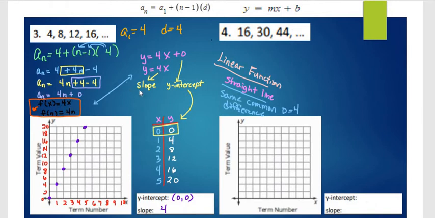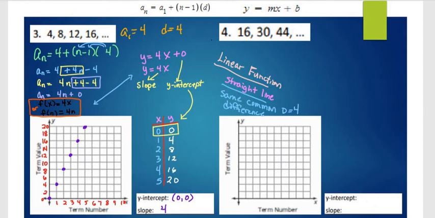This is the same thing as saying y equals 4x. We do not have to write the 0 at the end, but the y-intercept is at (0, 0). This is a positive slope. Now I can substitute each one of these in place of the x. 4 times 0 is 0. 4 times 1 is 4. 4 times 2 is 8. 4 times 3 is 12. 4 times 4 is 16. 4 times 5 is 20.